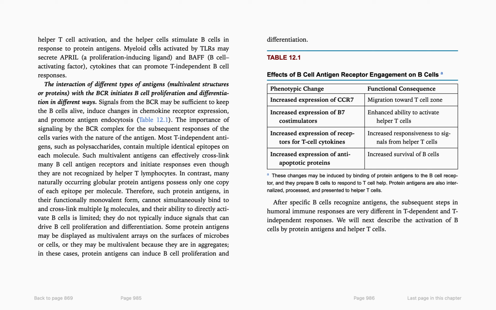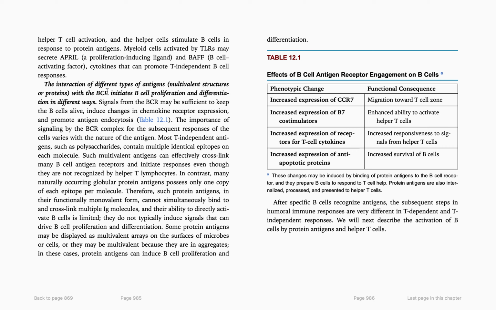So you have here the myeloid cells, APRIL, which is the proliferation-inducing ligand, and BAFF, which is B cell activating factor. They are very important and are produced by myeloid cells, which together function to facilitate B cell proliferation. Also, apart from that, we see the helper T cell.